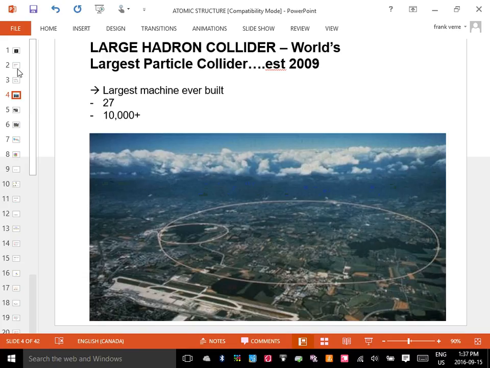This particle accelerator came online in 2009, but it was being planned decades before. So it's been in the works for a long time. The number 27 represents the circumference of this machine. It's 27 kilometers in circumference. It's on the border of France and Switzerland near Geneva. There are over 10,000 scientists and engineers that have worked together on this project. So it's quite the endeavor. It's underground, about 150 meters underground.